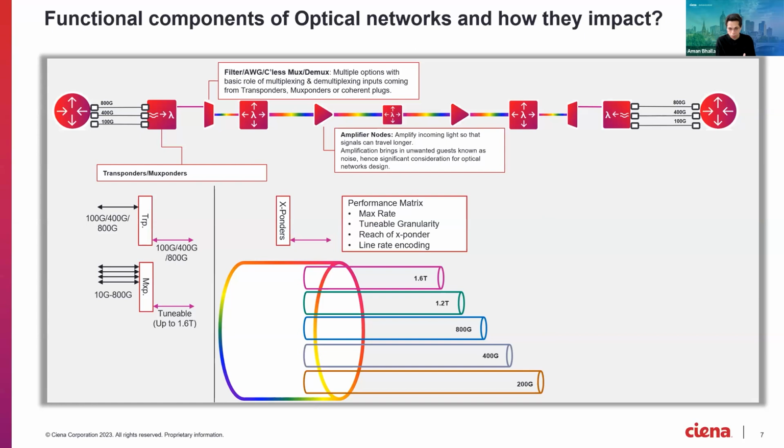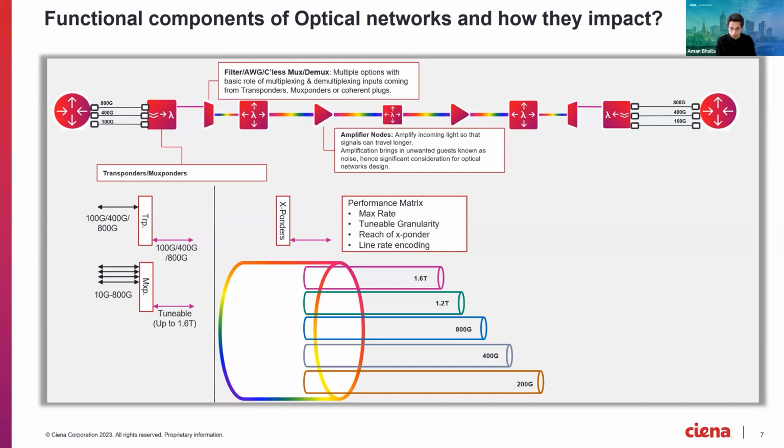So what's the granularity of the tunability in between? From 400 gig, can I go to 450, 500 gig, 550, 600? And what are the step increases I can have? Second point is the reach of this expander. As technology evolves, what is the reach I can go up to without regenerating? Regeneration is the biggest enemy.